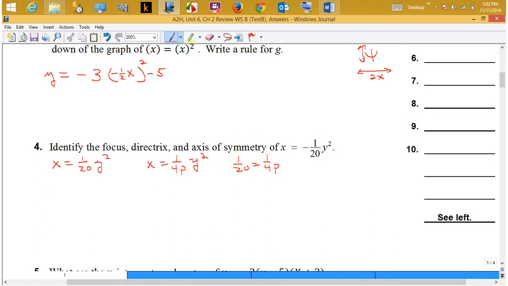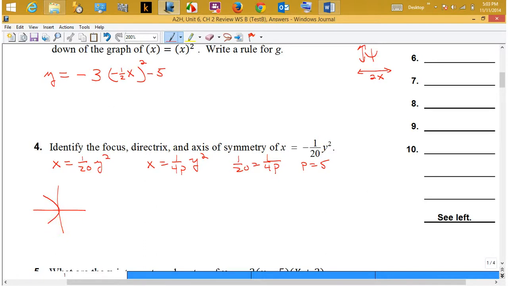Now I could switch that around and find what p is equal to, but you could probably just look at it and realize that p is equal to 5. So what we have here is a parabola, and it is x equals y squared, so it's opening left and right, and notice the negative, so it's opening to the left.